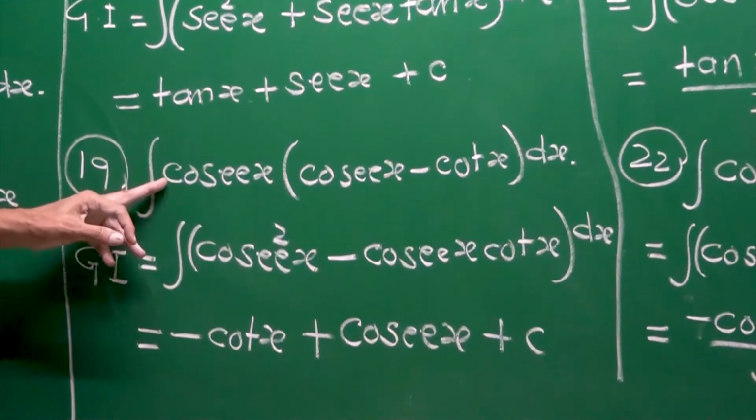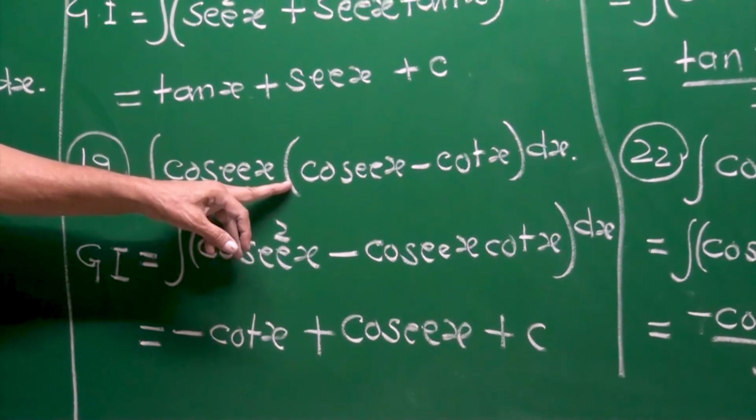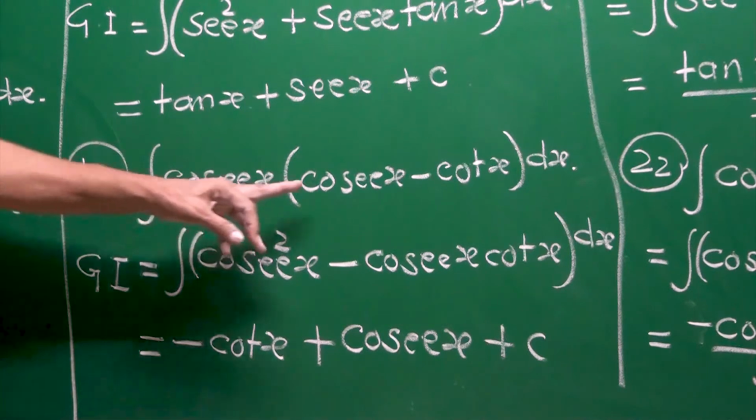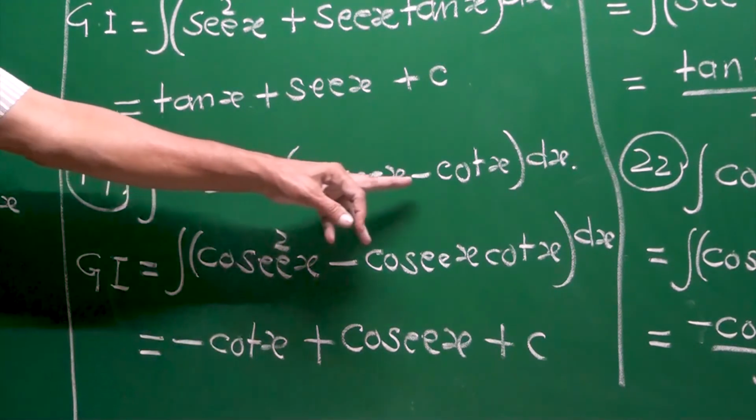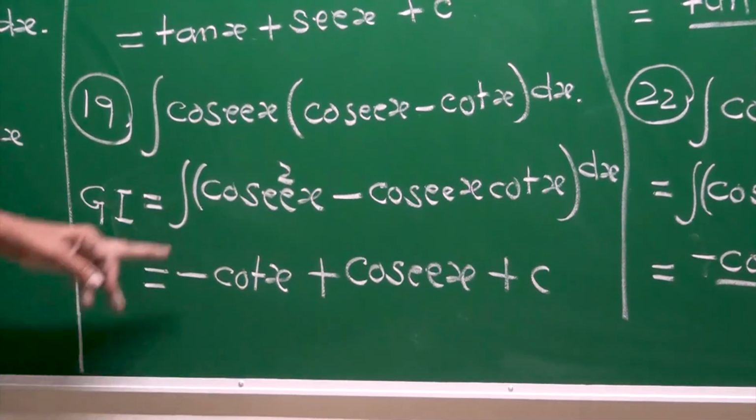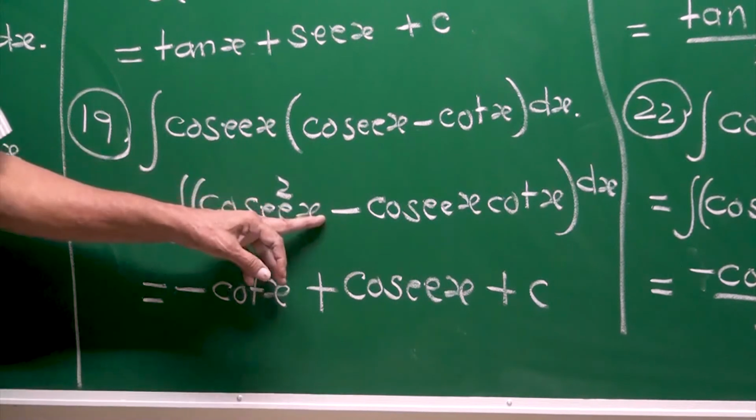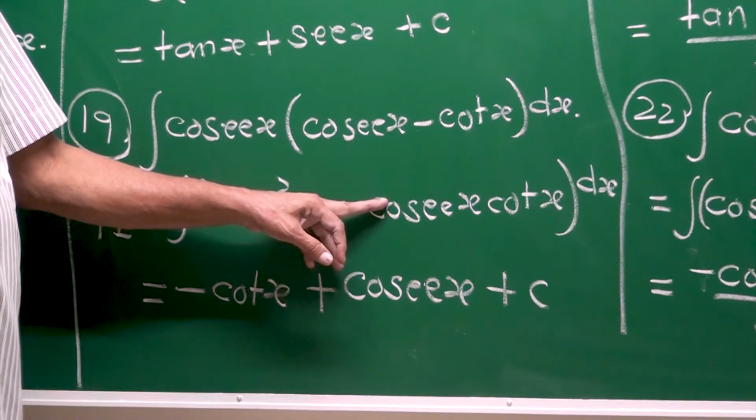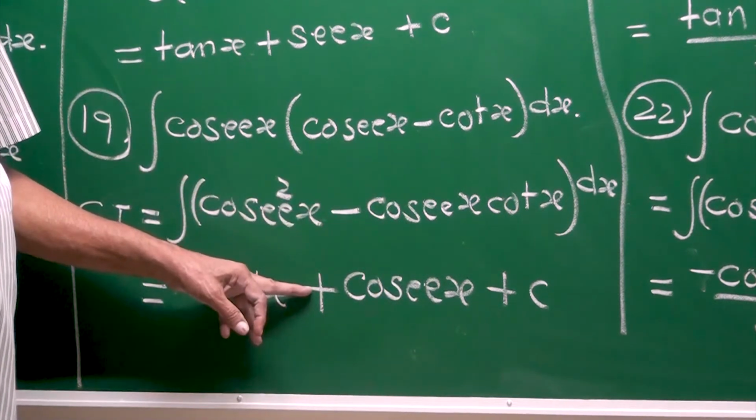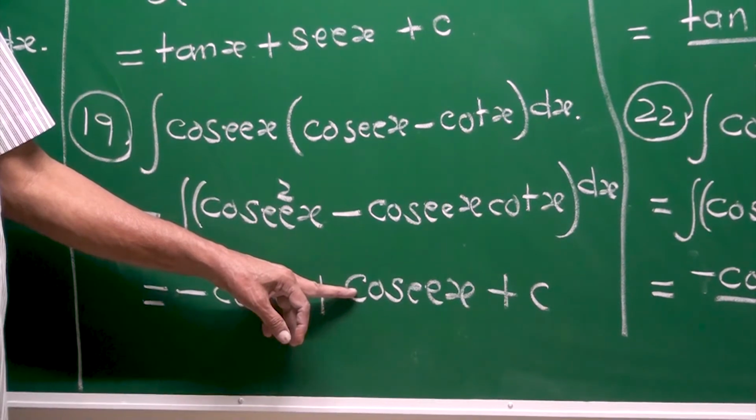Next, same. Cosec x into cosec x minus cot x. Simplified, given integral cosec into cosec is cosec square x minus cosec x into cot x dx. Now integral of cosec square is minus cot x, minus integral of cosec into cot is minus cosec x, with this minus, it becomes plus. Integral of cosec into cot is minus cosec x, so the answer is minus cot x plus cosec x plus c.